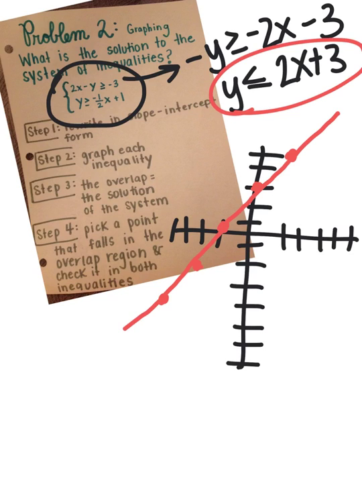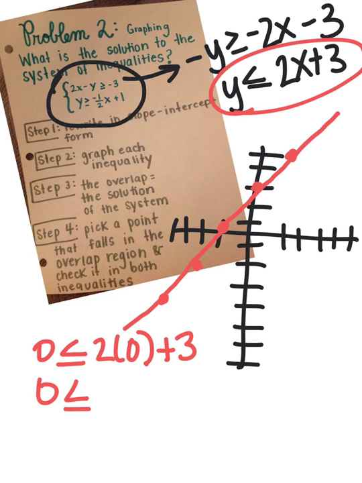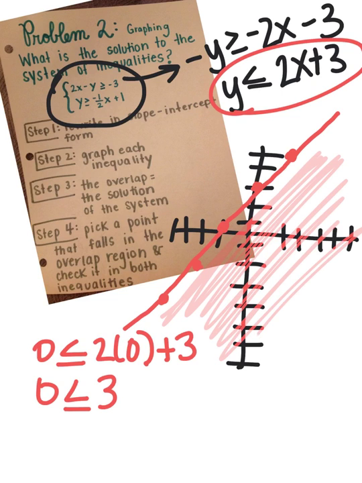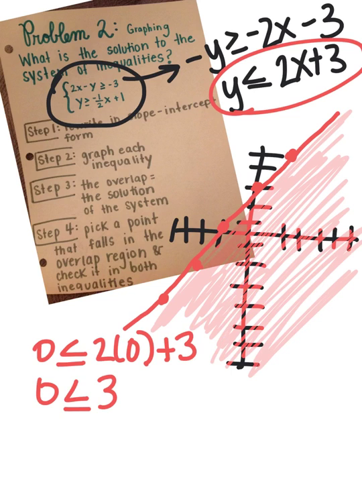Now let's do a test point to figure out which part of the graph I shade. I'm going to plug in 0 for both y and x and see if it's true or false. So if I simplify, I'm going to get 0 is less than or equal to 3, which is true. So I want to include 0, 0 in my shaded portion. So we'll shade that red.